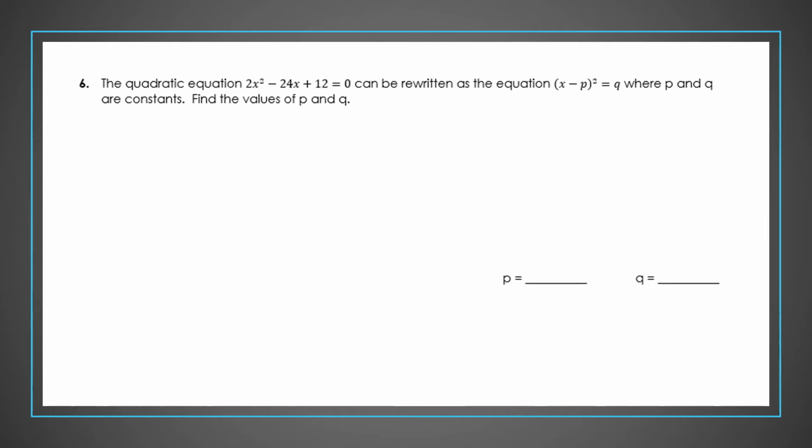For number 6, they give us a quadratic, 2x squared minus 24x plus 12 equals 0. That's in standard form. And it says it can be written into the form (x minus p) squared equals q, where p and q are constants, and we're trying to find the values of p and q. So we did this in the second part of the unit. This was on your Unit 3B quiz. And in order to get it into this form, we need to use a process called completing the square. And completing the square was the one that had all of those steps.